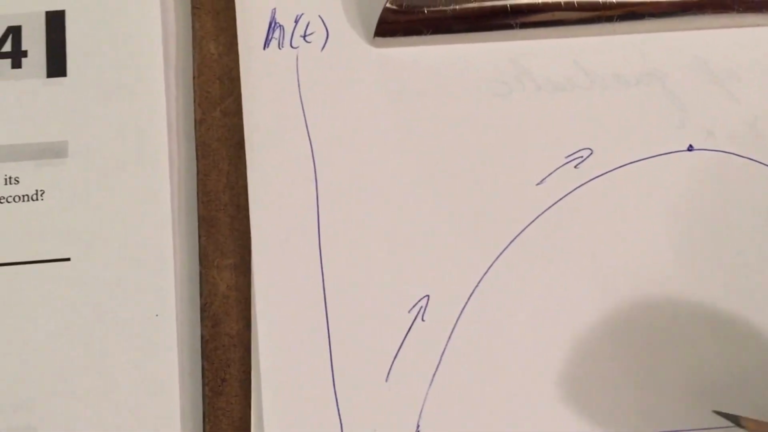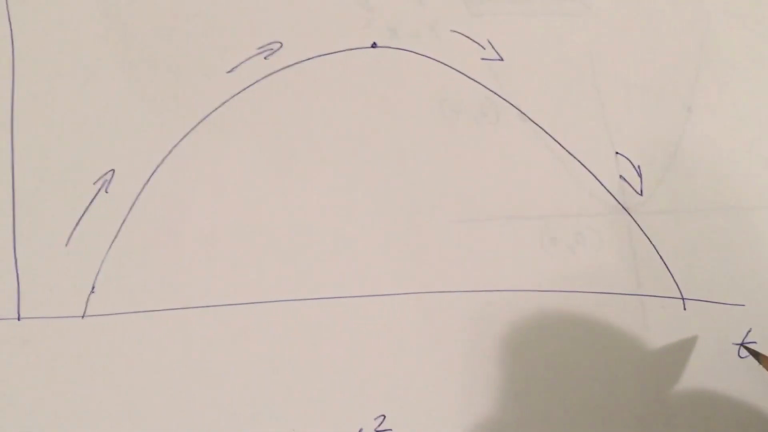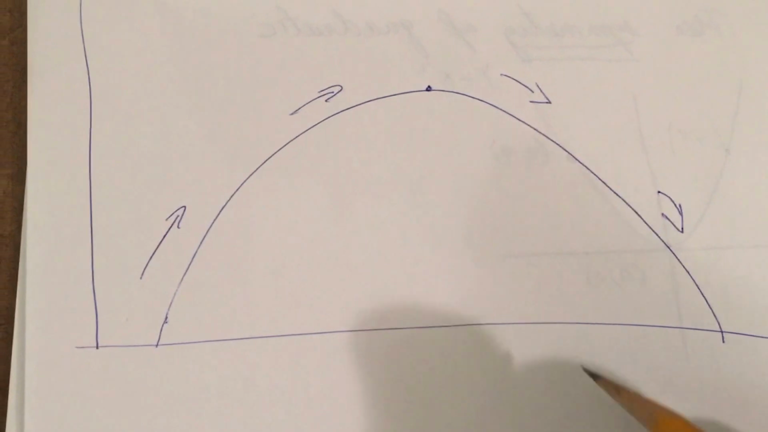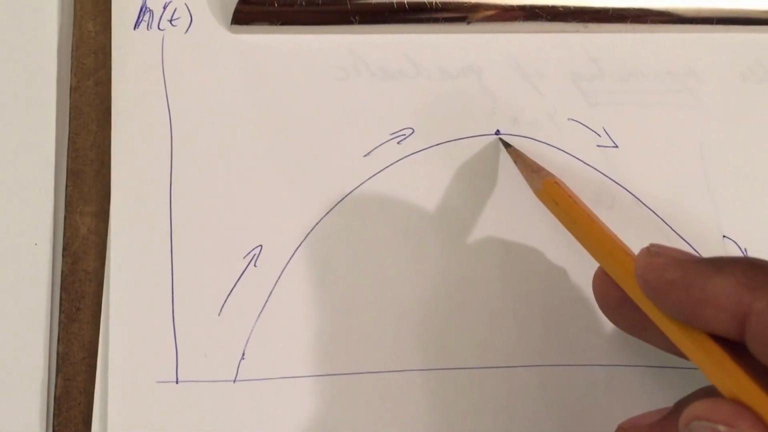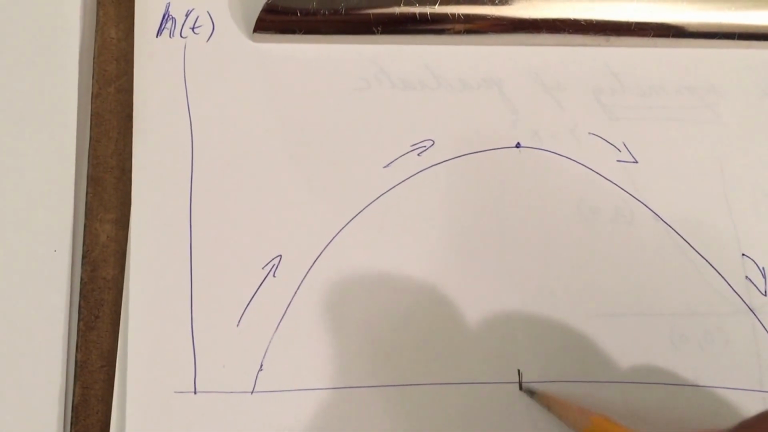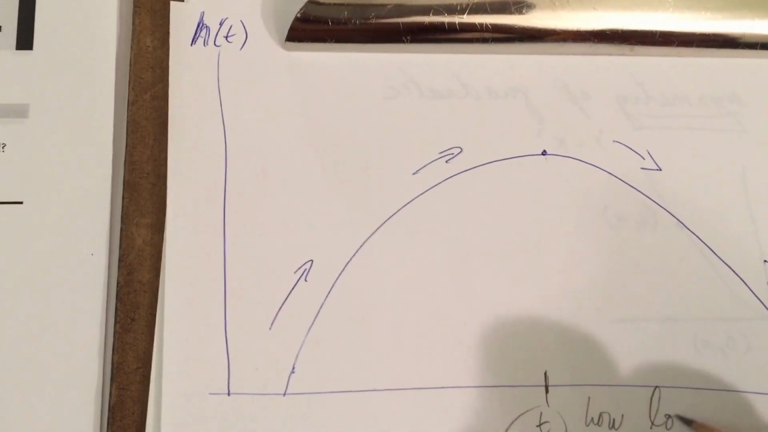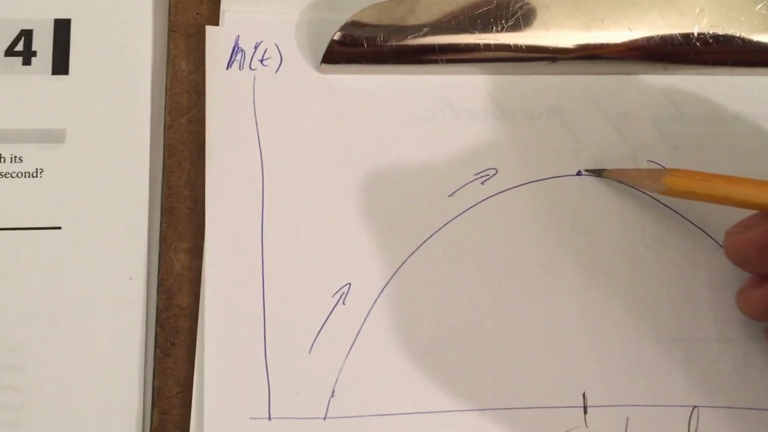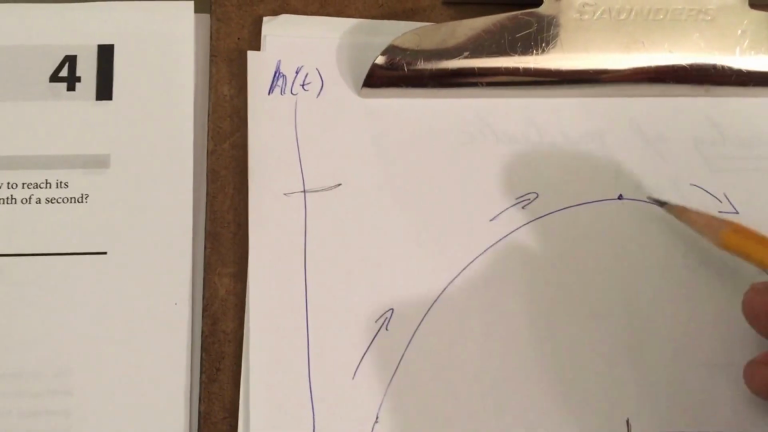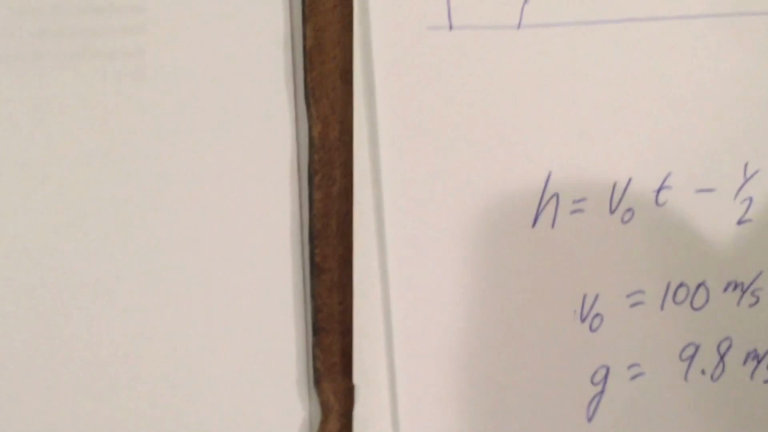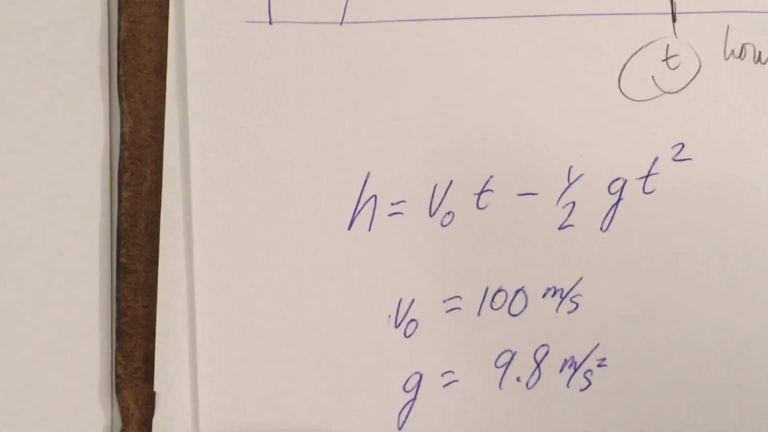So the question is, how long will it take for the arrow to reach this maximum, right? How long? They want to know this, but they also want to know how high does it reach, right? What's the maximum there? So if you know how to use your graphing calculator, this question is really simple, right?